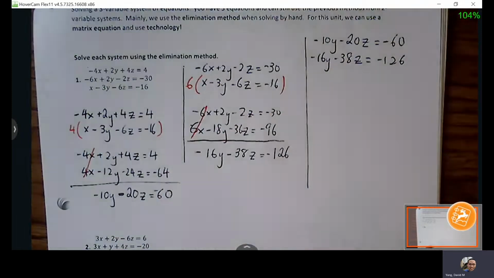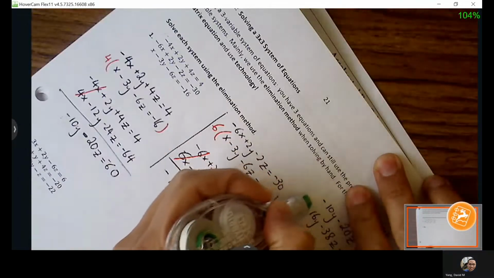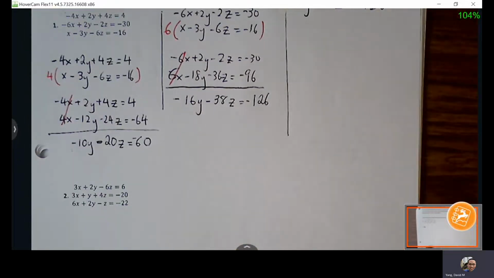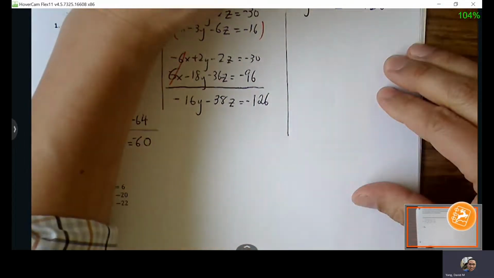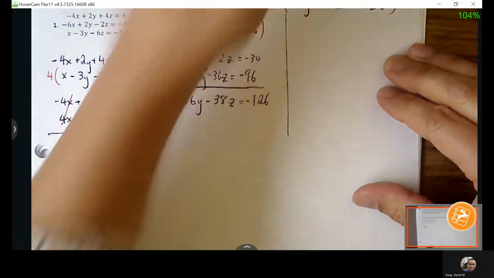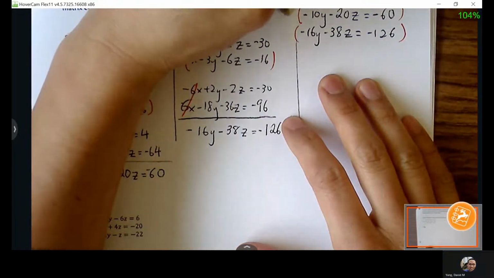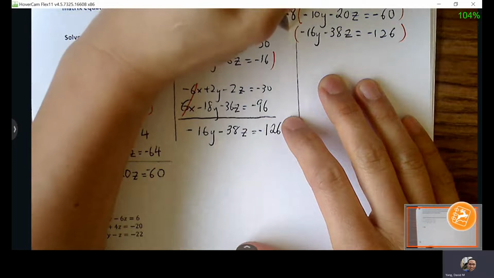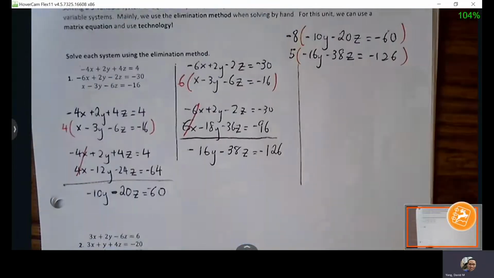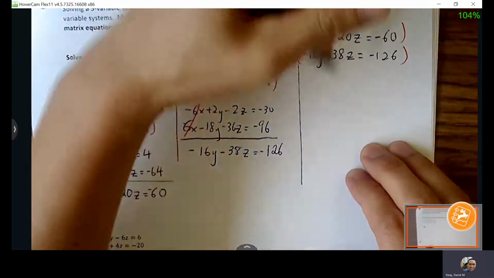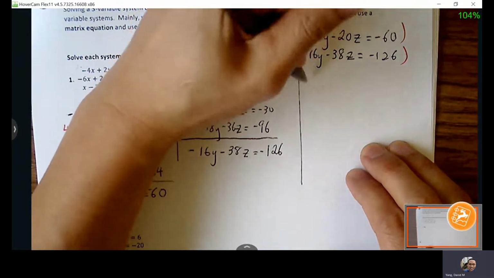So I can multiply one of them by a positive and the other by a negative, so I can get those signs to be opposites. Okay, so I'll multiply the top one by negative 8 and the bottom one by 5. I want to get the y's to pair up, or to be opposites here.